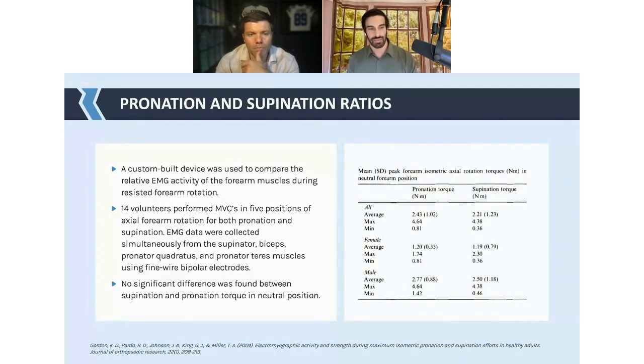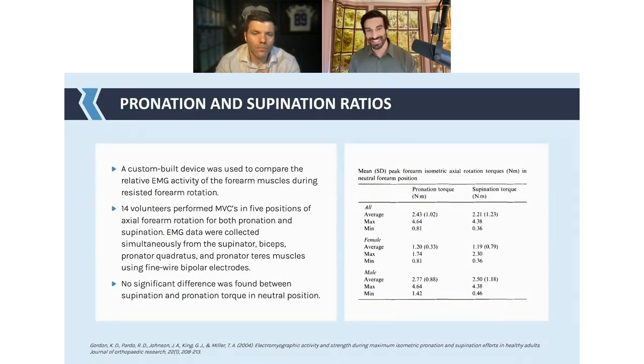So this was a study by Gordon and colleagues, and it's kind of a fun study. They custom built this device to compare relative EMG of the forearm muscles during resisted forearm rotation. They checked a lot of different torques of different muscles and in different positions. The thing I found most interesting is they looked at pronation and supination torque, and in the neutral position, there was no significant difference between the two. So this was a study that helps us figure out that these ratios should be normalized, or they should be close to that 1-to-1.